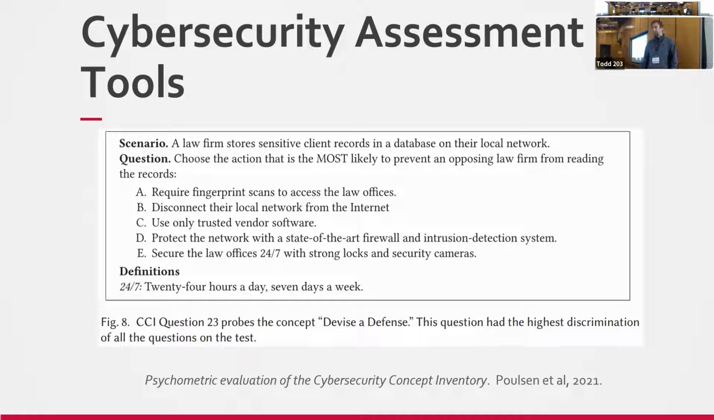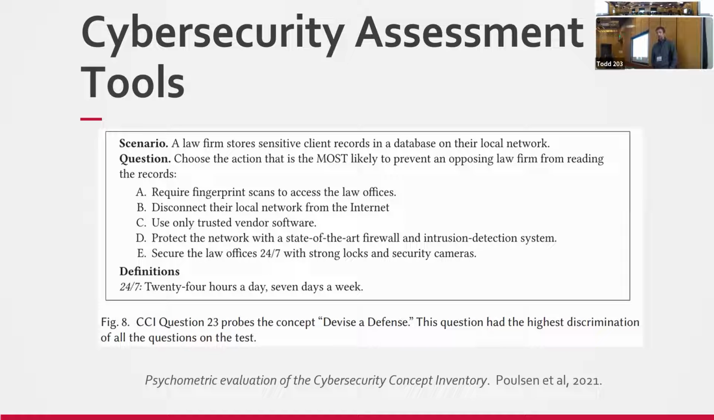But I picked this one as an example from one of their publications. Each of these questions is scenario-based. The scenario for this one is that there's a law firm which stores sensitive client records in a database on their local network, and then they give you the question: choose the action that is most likely to prevent an opposing law firm from reading the records. And then they have options.